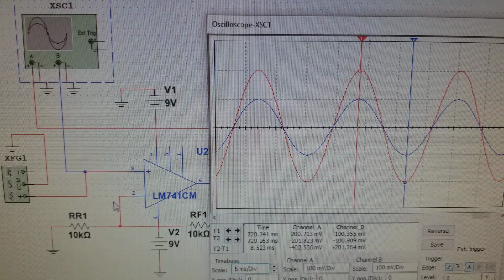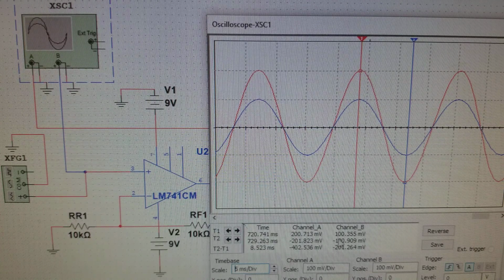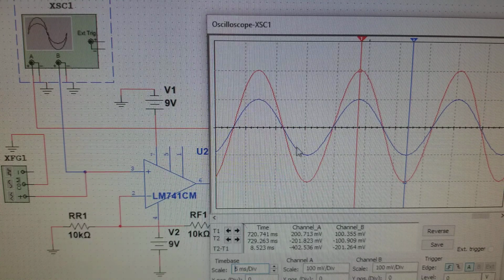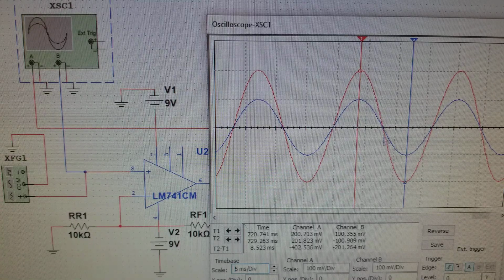So with our RR1 set to 10 kiloohms and our RF1 set to 10 kiloohms, you can see that our output voltage is at 402 millivolts and our input voltage is at 201 millivolts. So to calculate the gain, you divide 402 by 201. That gives you a gain of 2. You can also see that the input voltage is in phase with the output voltage.